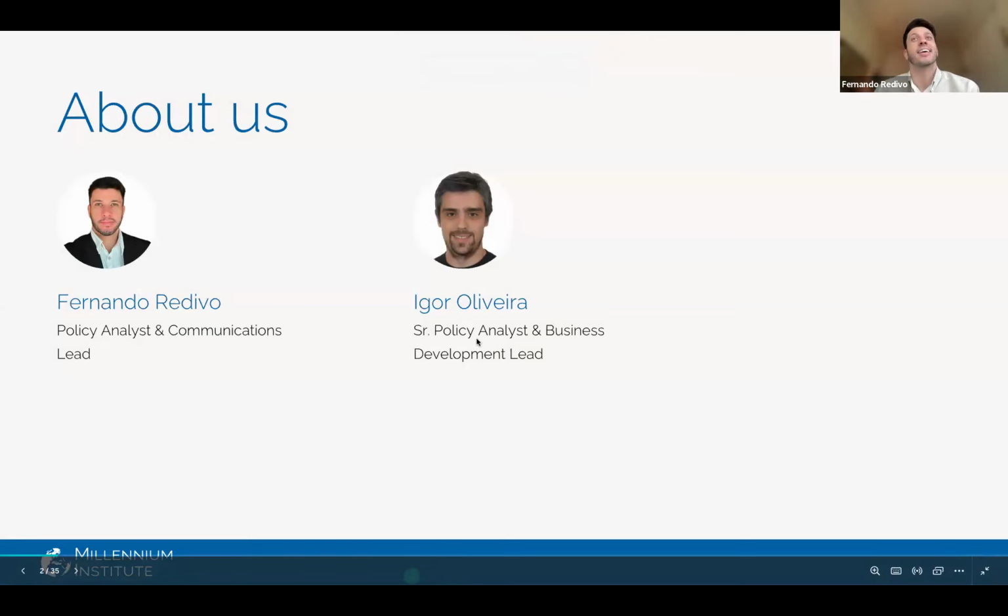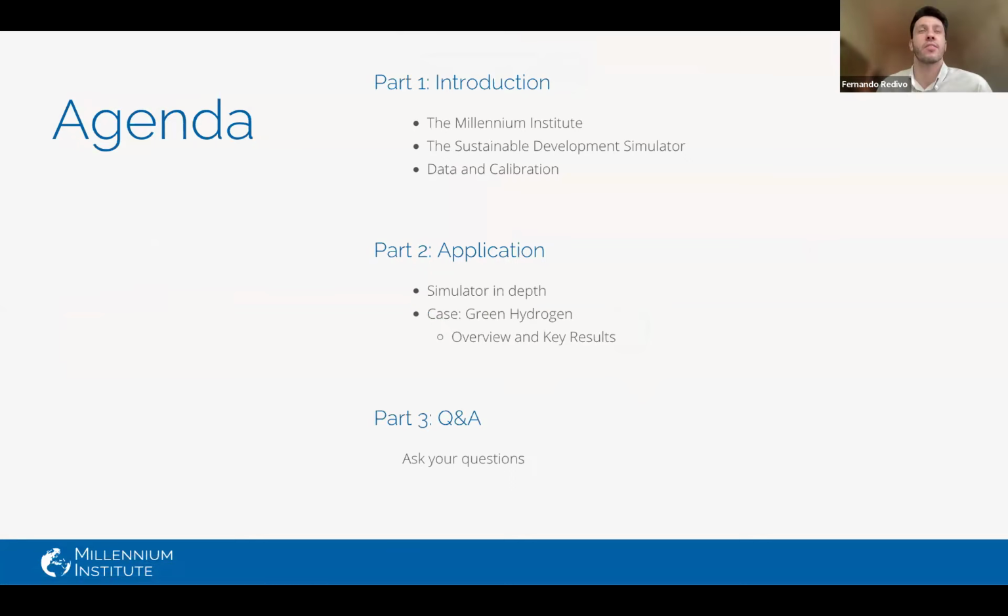And a quick agenda, so you know what's going to happen today. We have a brief introduction about the Millennium Institute and the model with myself. Then we move into the application and go through a little bit more depth about the simulator. And then Igor is presenting the case of application of the model for the green hydrogen project, which is a recent project that we've done, presenting some overview and key results. And we're glad to take some questions towards the end of this session.